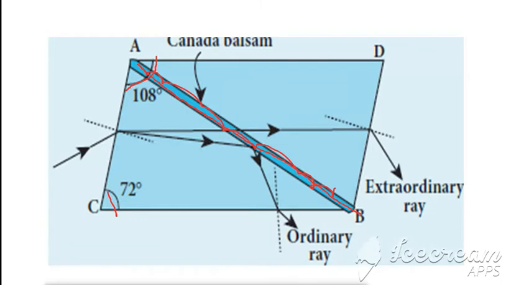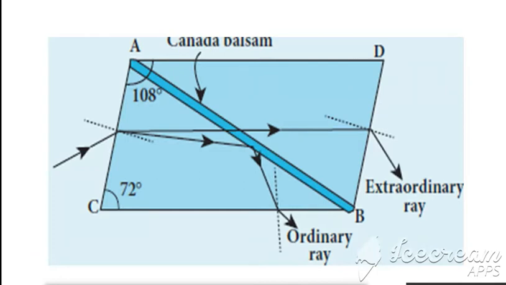So what the working is going to be here, just see here. This is unpolarized light which is falling on this. When it is falling on this, it is split into two. One is the extraordinary ray, which travels inside the Canada balsam and travels straight. The other one is the ordinary ray, which is totally internally reflected along the same side. So this comes under the working.